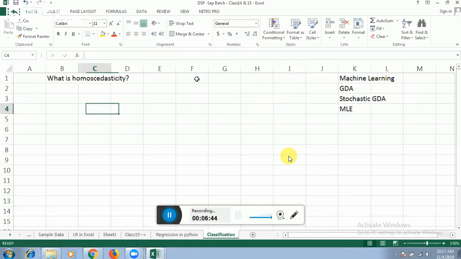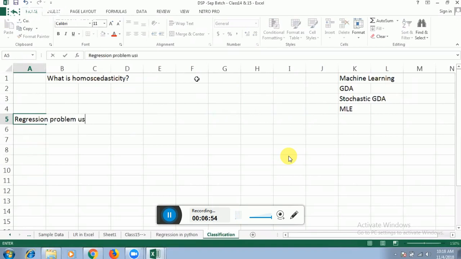Okay. So today, my objective of the session is, yesterday we did a regression problem using OLS regression, right? So the next type of problem is a classification problem.